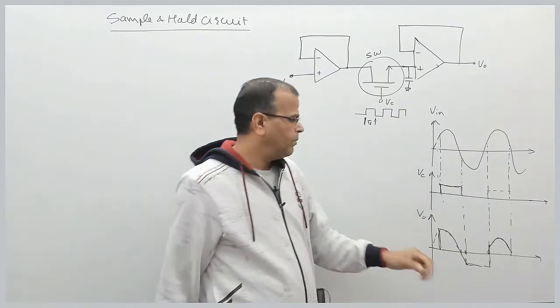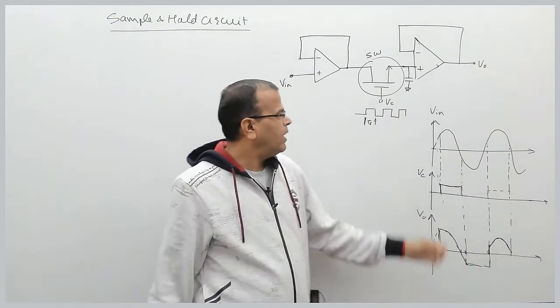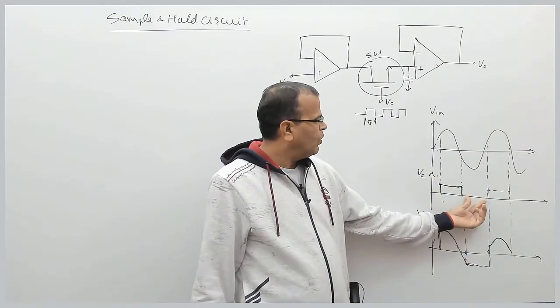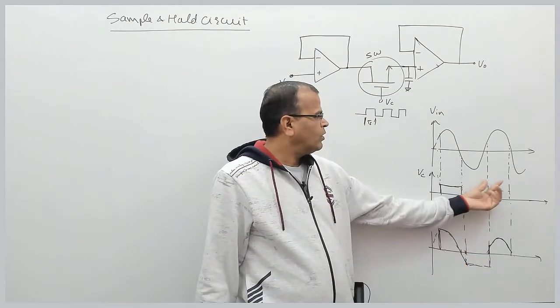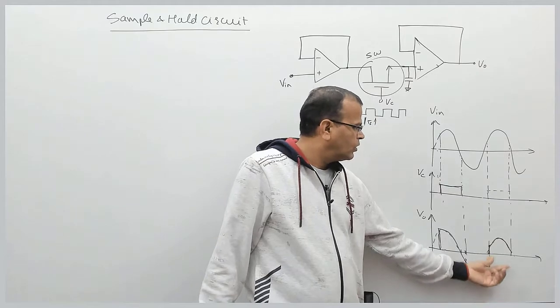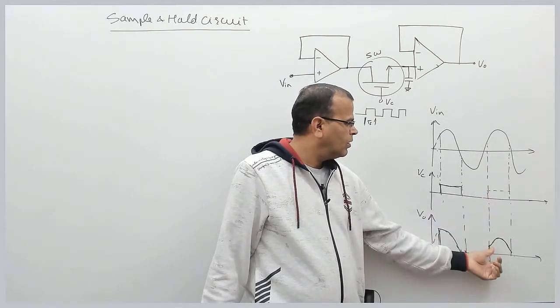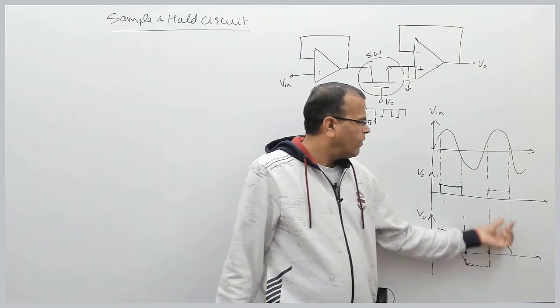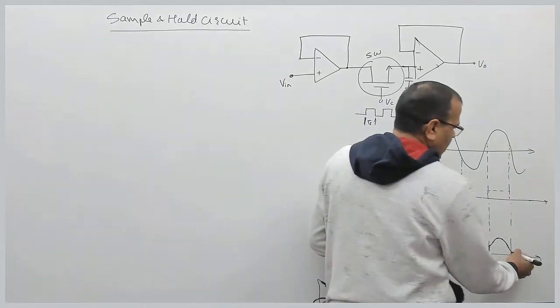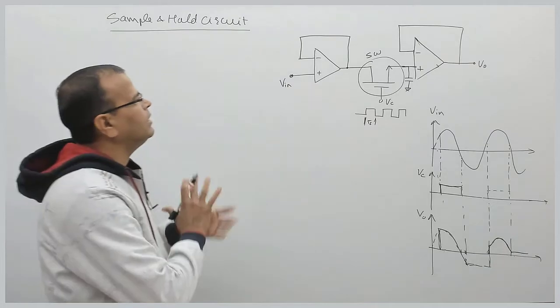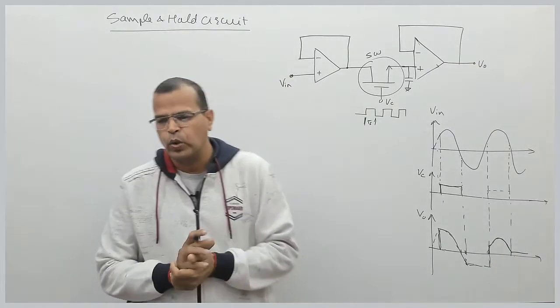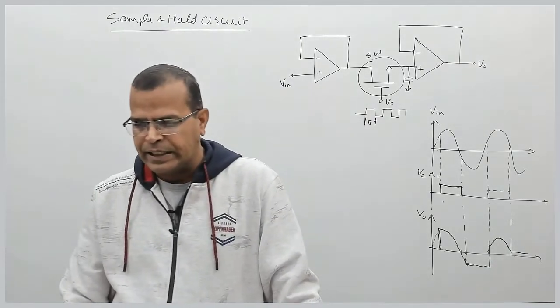Fine, that's what I am trying to say. Similarly, when it is off, it will hold the last value. Last value was this, so it holds the last value. When the switch is again turned on, it suddenly changes to the current value, and when it is off, then it will hold the last value again, like that, right? So that is how this sample and hold circuit works.